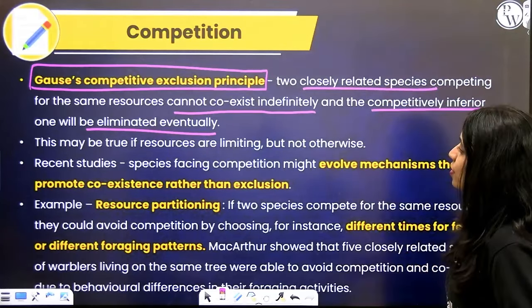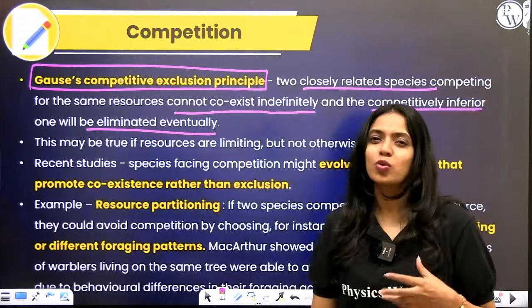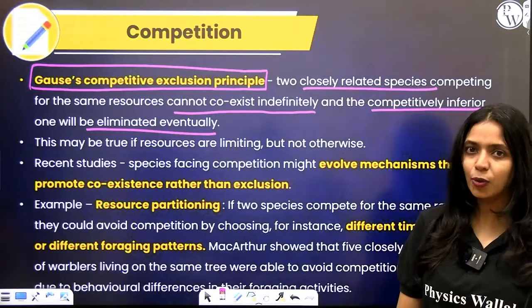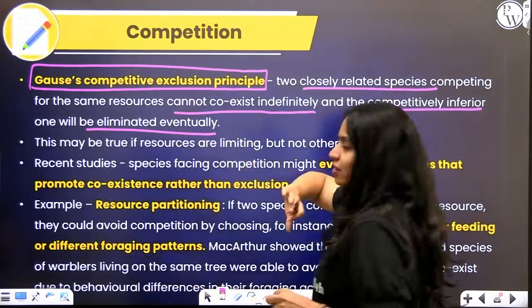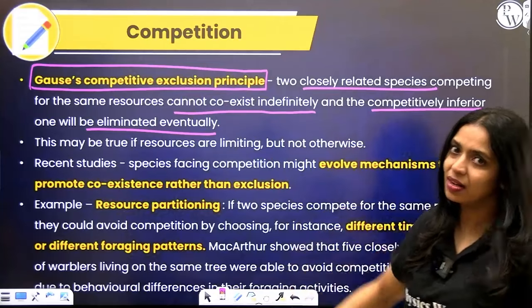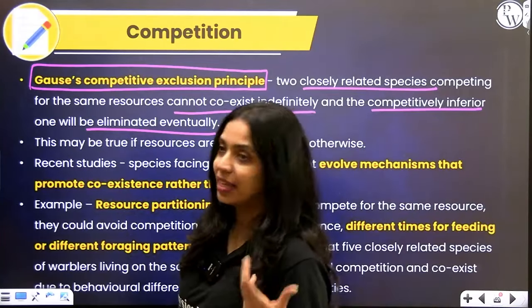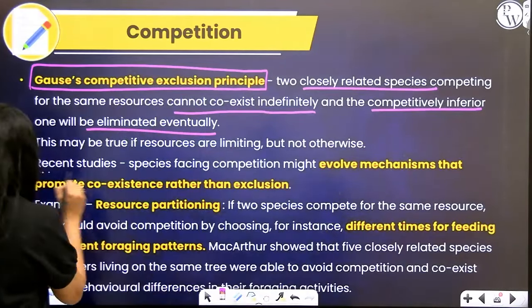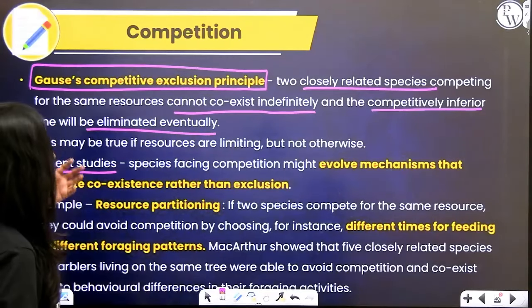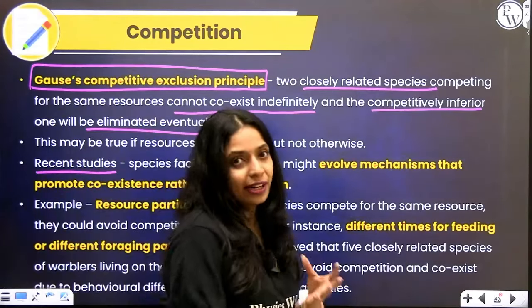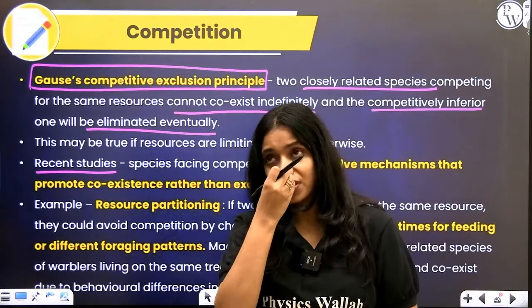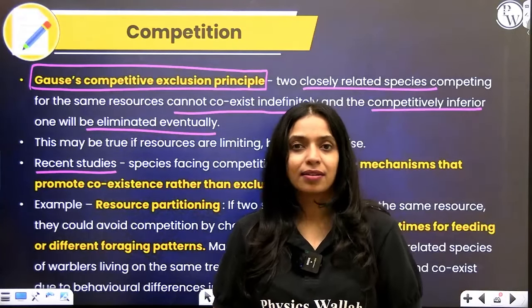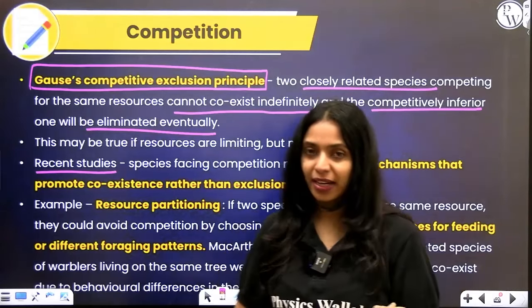All right. So actually, this was the competitive exclusion principle, but this is not entirely true. That is because this will be true only when the resources are limiting. If the resources are unlimited, then that will not be the case. Also, in recent studies, we've got to know that whenever two closely related species are competing with each other for a resource, then in that case, one of them will not be eliminated from that area.